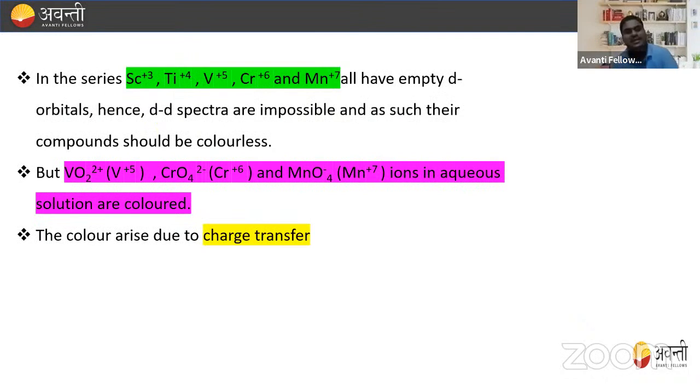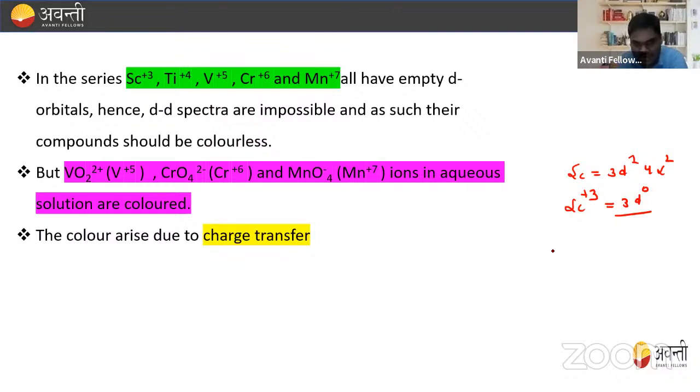Now, in the series, scandium plus 3, titanium plus 4, vanadium plus 5, chromium plus 6, manganese plus 7, all have an empty d orbital, hence d-d spectra are impossible, and such compounds should be colorless. Because in scandium plus 3, we know scandium is 3d1 4s2. If you remove all these 3 electrons, it will become 3d0. So they have no unpaired electron for the d-d transition.